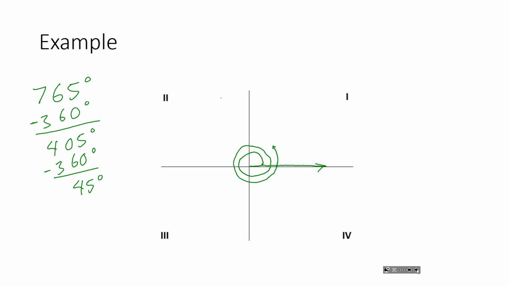Now we know that that should give us an angle right in between 0 and a right angle, so it would look, roughly speaking, like that. And our resultant coterminal angle is 45. 765 and 45 are coterminal, but this would be a much easier form to work with.